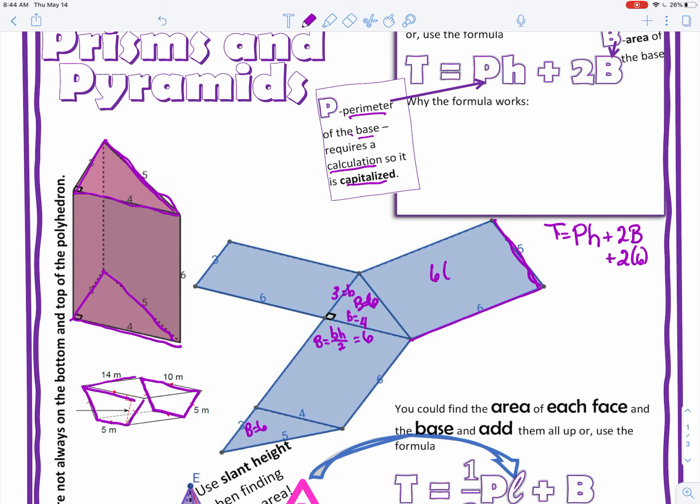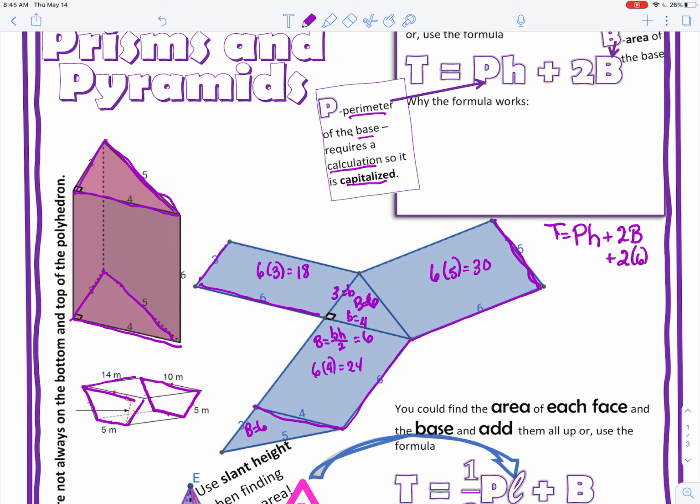6 by 5. 6 times 5 is going to get us 30. And the second one over here has a 6 by 3. And 6 by 3 is going to get us 18. And this third one has a height of 6, a length of 4. 6 times 4 is 24. So what do we notice here? Well, we're going to add all 3 of those up.